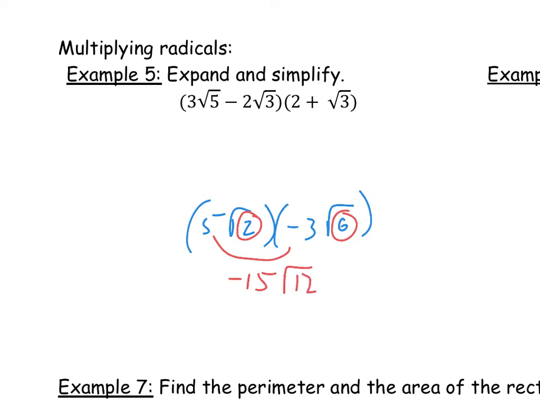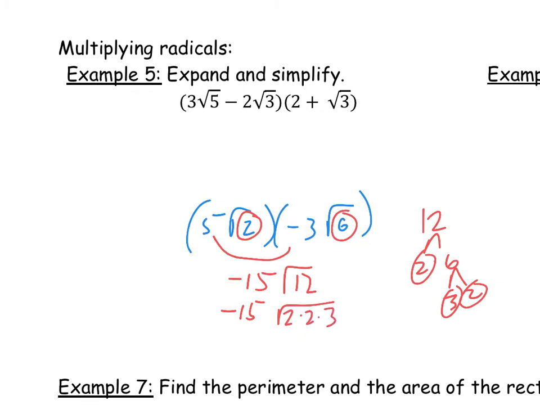And that would be your answer, but 12 can be simplified. 2 times 6, and 6 is 2 times 3. So I can say this is negative 15 square roots of, what do we got? 2 times 2 times 3. So I'll take out a pair of 2s. Negative 15 times 2 is negative 30 square roots of 3. So there's a little work when you're multiplying, okay?